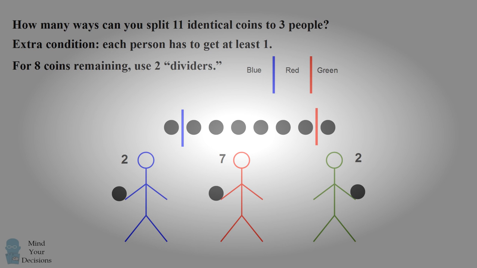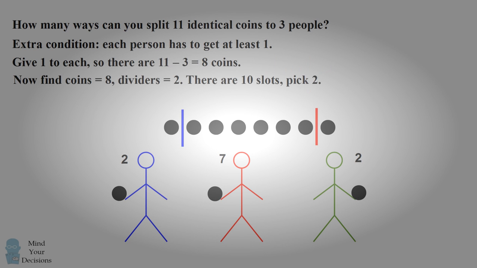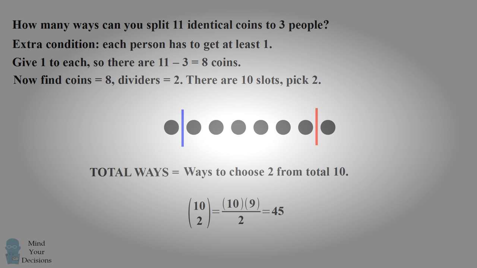So we can find all ways to split 11 coins to 3 people where each person gets at least 1 by giving each person 1 coin and then using our 2 divider method on the 8 coins remaining. So let's go through this solution. We start out by giving 1 coin to each, so that means there are 11 minus 3, which is 8 coins. We then have to solve the problem of dividing those 8 coins into 3 people. So we're going to have 8 plus 2, which is 10 slots, of which we're going to pick the 2 spots for the dividers. As we just solved, this will be the number of ways to choose 2 elements from 10, which is 10 choose 2, which becomes 45.